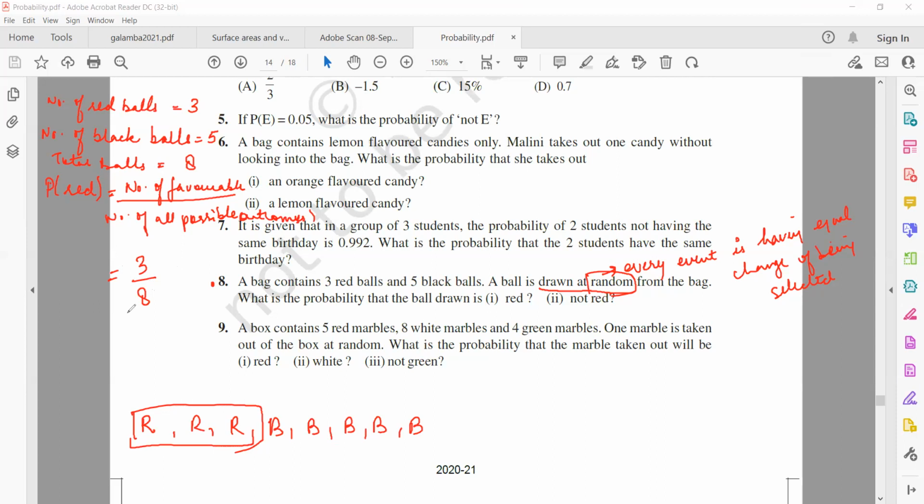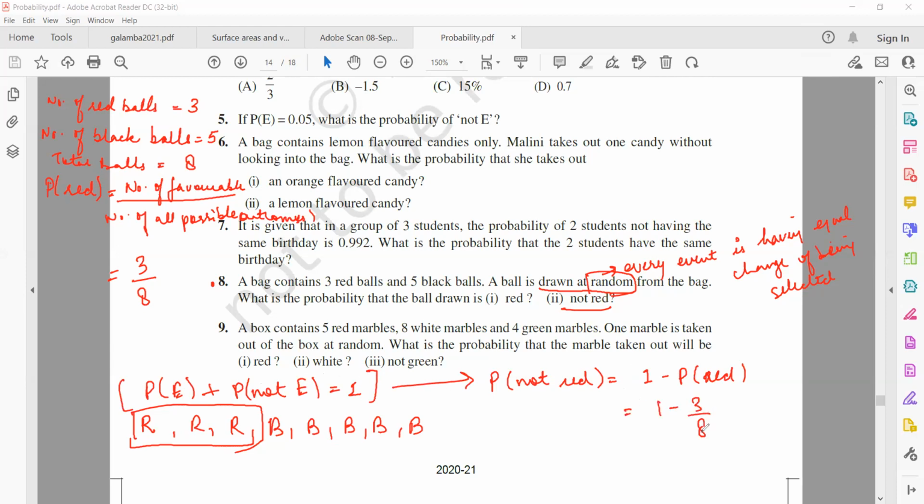Okay, now what is the probability of not red? We know that the probability of not red will be equal to 1 minus the probability of red. Clear? You can write it down: P of E plus P of not E is equal to 1. This we know, right? So using this, we can find the probability of not red, which is 1 minus 3 by 8. Take the LCM, it will be 8 minus 3, that is 5 by 8.